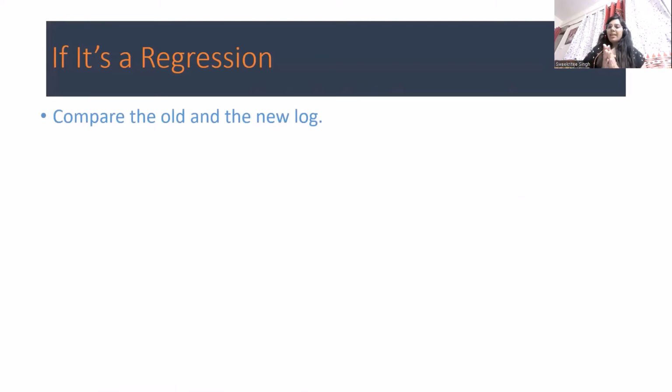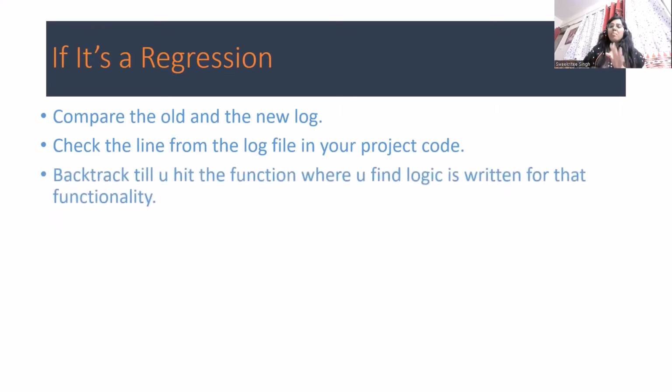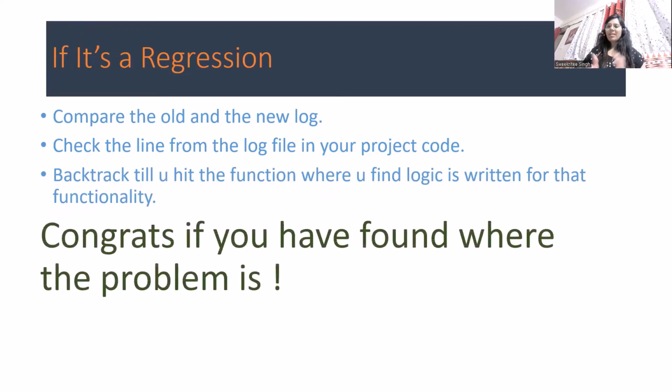If it's a regression, it is kind of easy because you have to compare the old and the new log, and there must be some difference. Majorly you have to play with that difference. Check the line from the log file in your project code and backtrack till you find the function where the logic is written for that functionality. Congrats if you have found where the problem is.